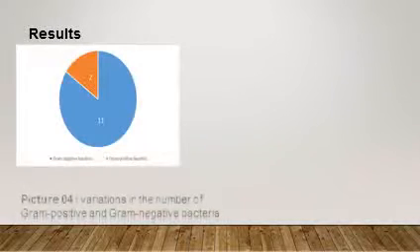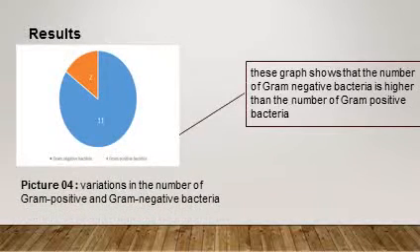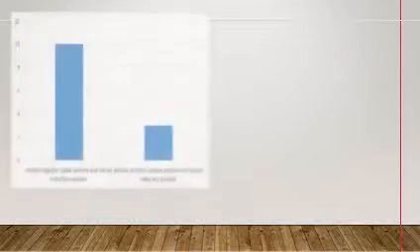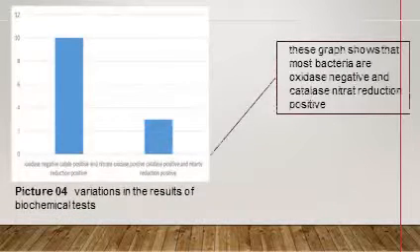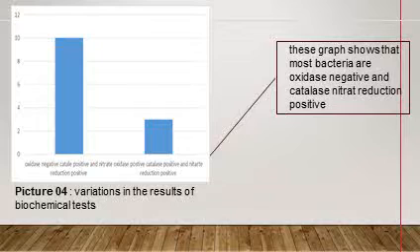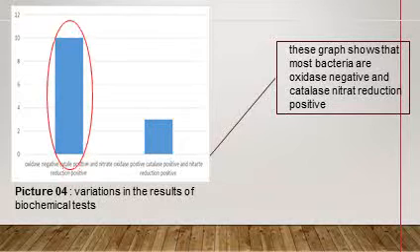For the results, as we can see, this graph shows that the number of gram-negative bacteria is higher than the number of gram-positive bacteria. And this graph is showing that most bacteria are oxidase negative and catalase and nitrate reduction positive.